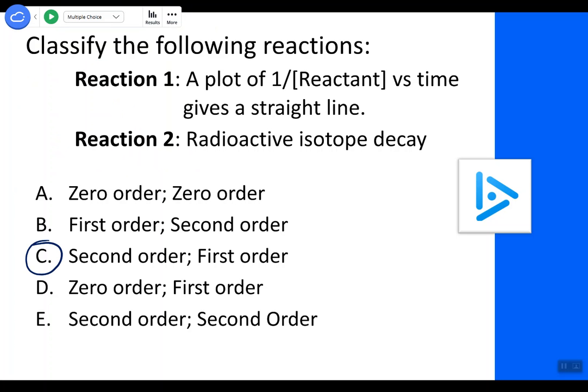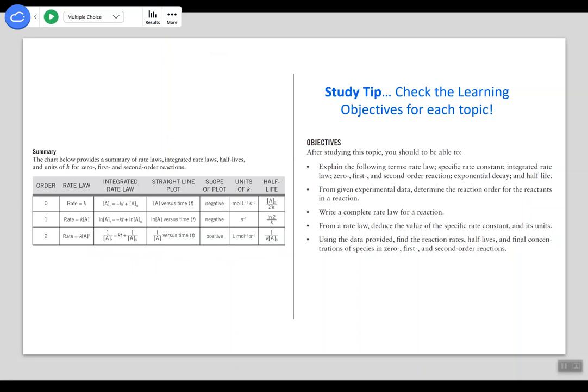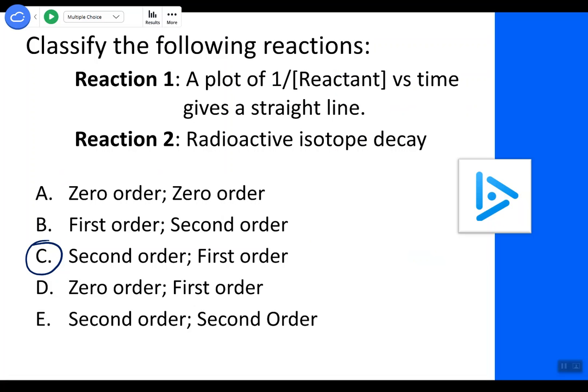If we didn't remember, we could look up in our workbook and then also see that the summary chart in our workbook is here, and that this summary chart is in our formula sheet for our exam. And I can simply see how the concentration of A is provided in these various formats, in these integrated rate laws. Reaction 2, this is just remembering that isotopic decay occurs according to first order kinetics. A way to remember is that we talk about radioisotopic decay in terms of half-lives.